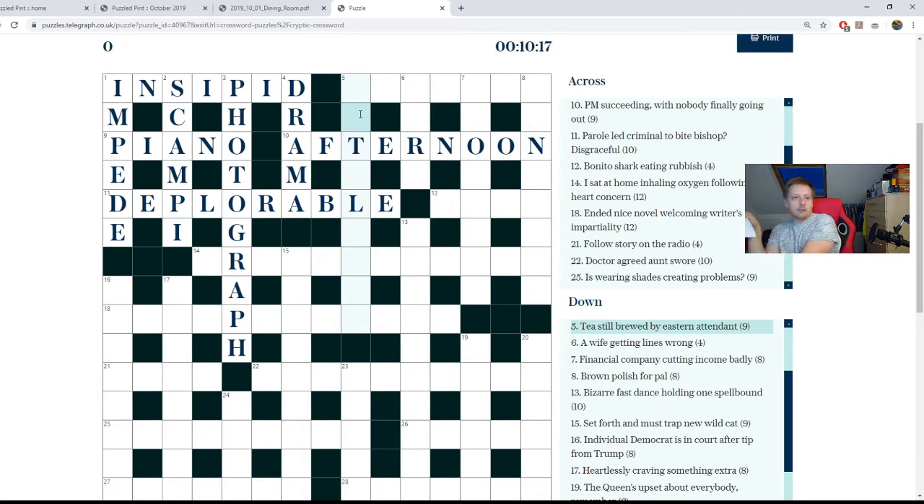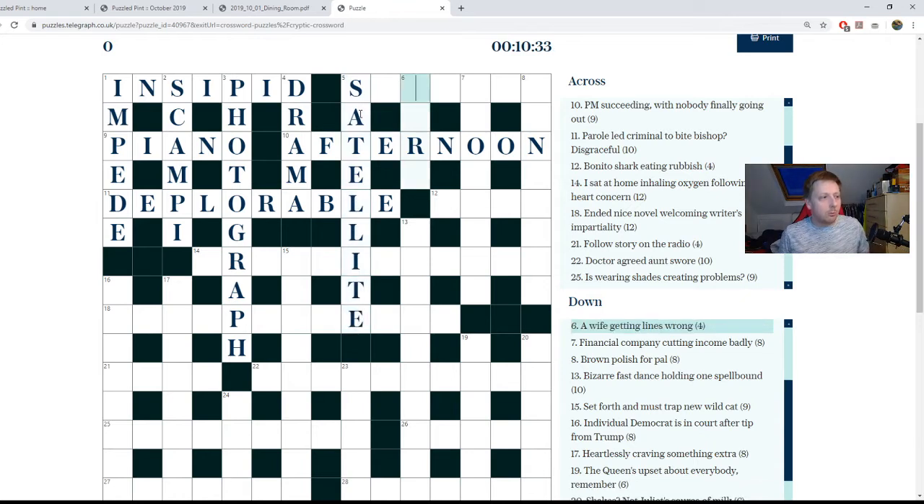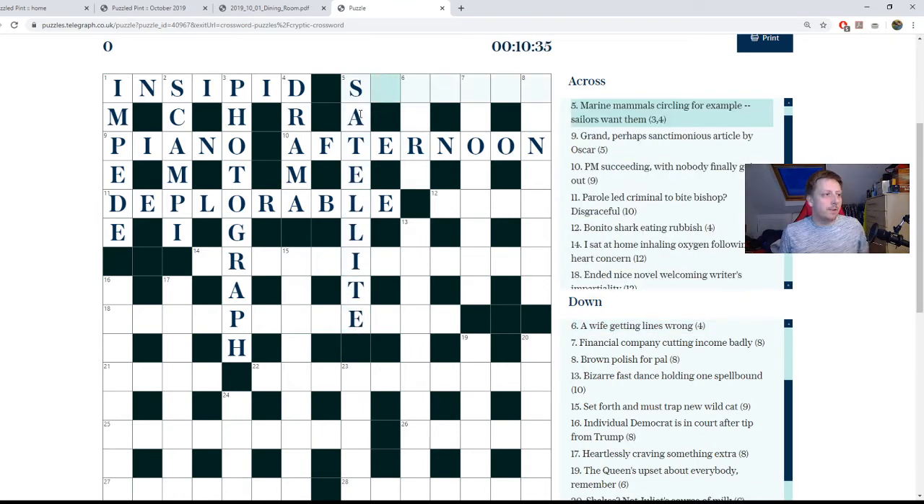So this one looks like an anagram. It is tea! So it's going to be an anagram of tea and still, brewed, and Eastern can be the letter E. So I'm just trying to work out what the anagram is as an attendant, and that will be a satellite, which can be an attendant. It's an unusual definition of it, but like a satellite is one that helps the bigger thing in the middle.